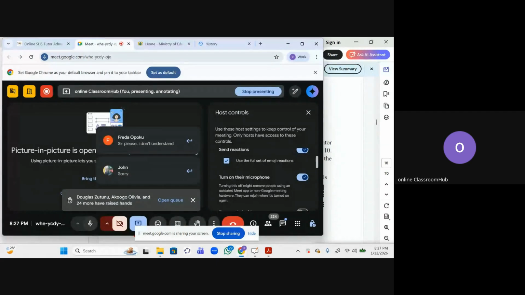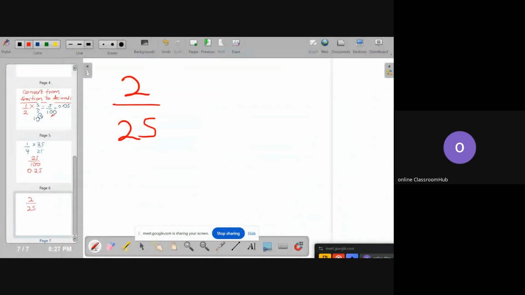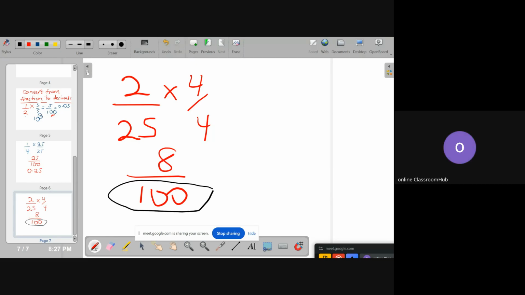My dear, please continue. We want to know which natural number did you multiply the fraction with? Sir, please, I used 4. Because 4 times 25 is equal to 100. We are multiplying the top by 4 and the bottom by 4. 25 times 4 gives us 100, right? Yes, sir. And the 100, which is the denominator, is a power of 10. So that is correct.